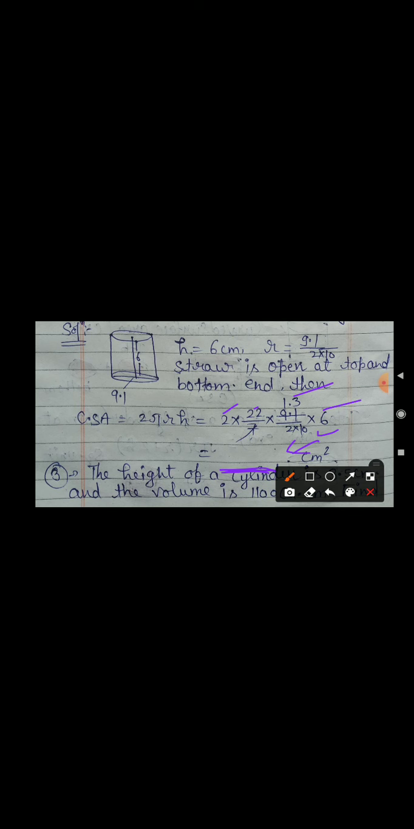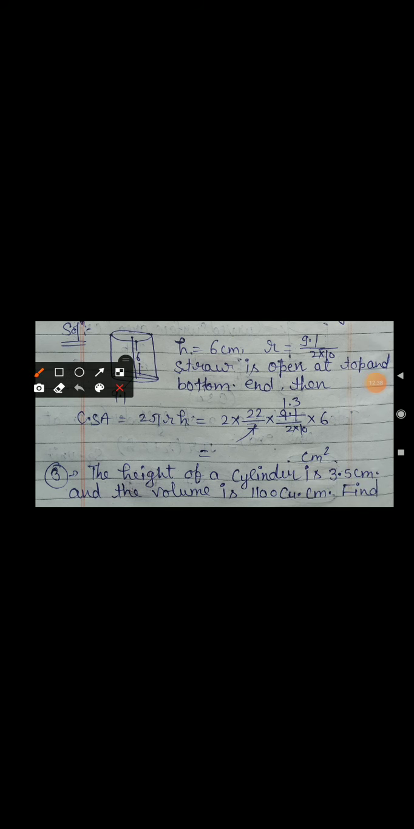Okay, now we have to explain the next question. The height of a cylinder is 3.5 centimeter. The volume of one... here the value is wrong, we have to convert this volume value. The volume is 1100 cube meter. In your book the value given is 110 meter cube, but with 110 meter cube the answer does not come out well.